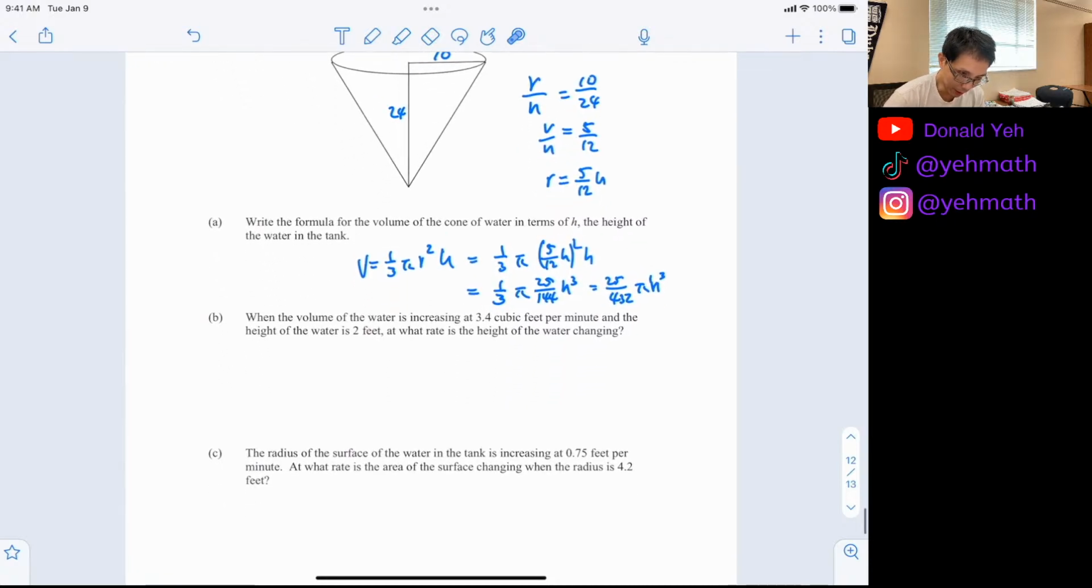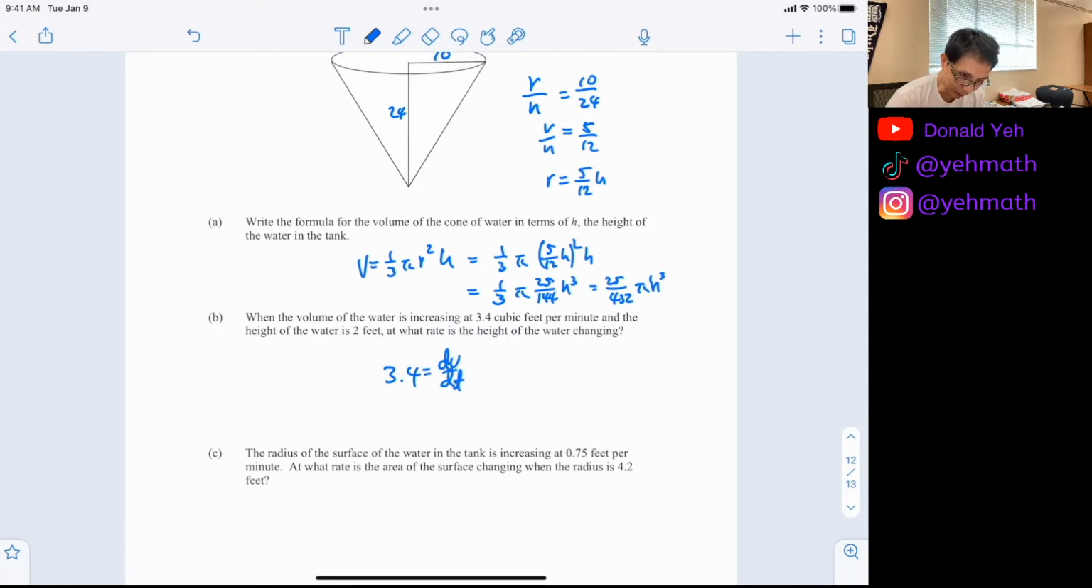Now part B, just plug in when the volume of water is increasing at 3.4 cubic feet per minute, and the height of water is 2 feet. What's the rate the height is changing? So if this is 3.4, that is equal to dV dt.